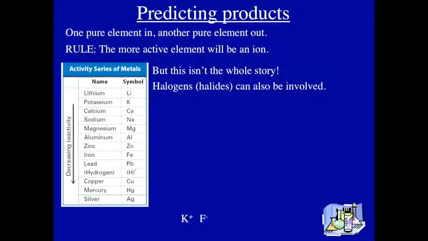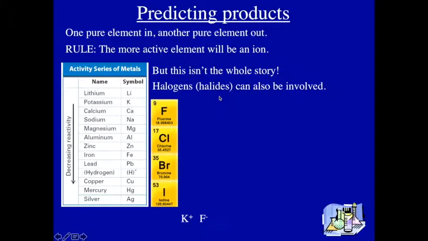The halogens, which are fluorine, chlorine, bromine, iodine, which get a negative charge and become fluoride, chloride, bromide, iodide, can be involved. So these are the halogens, as they're called in the periodic table, or the halides, which is any of them with a -1 charge. Now, the activity series for the halides follows their positions on the periodic table. So fluorine is the most active, chlorine is the second most, bromine third, and iodine fourth.